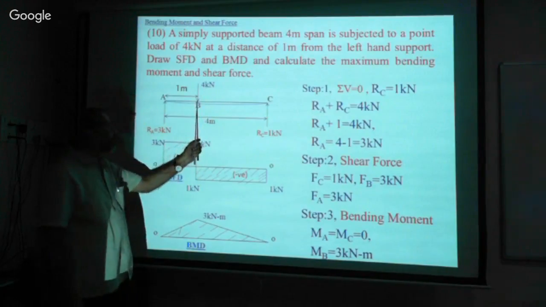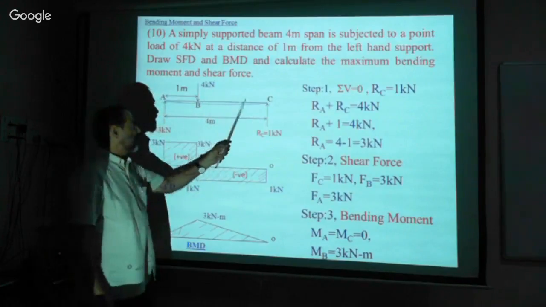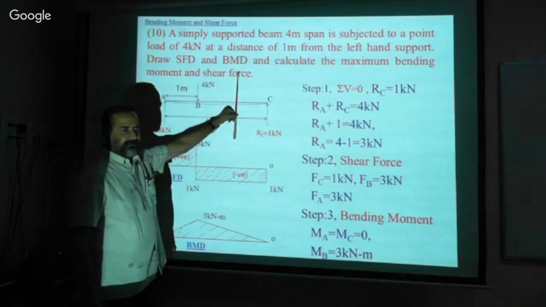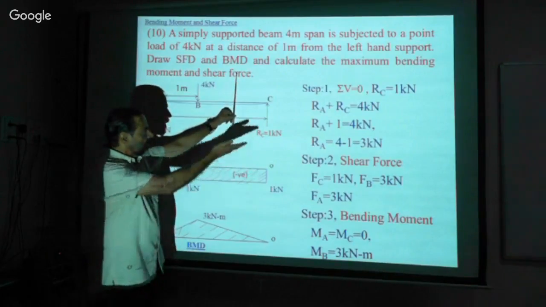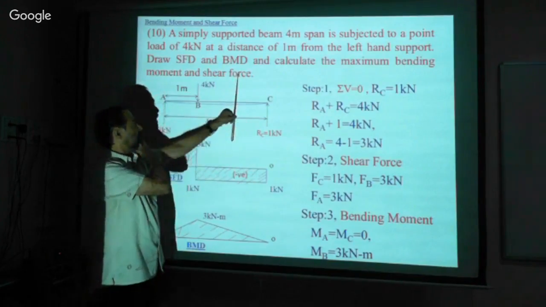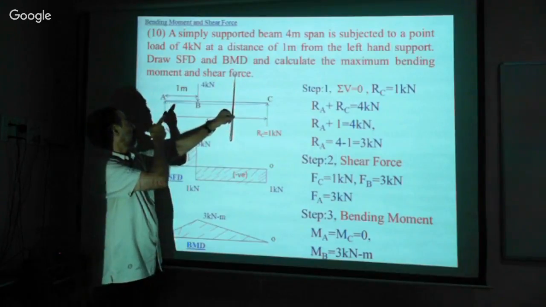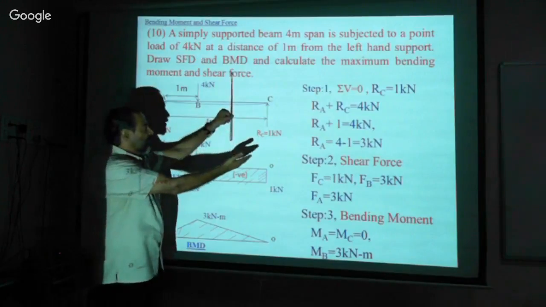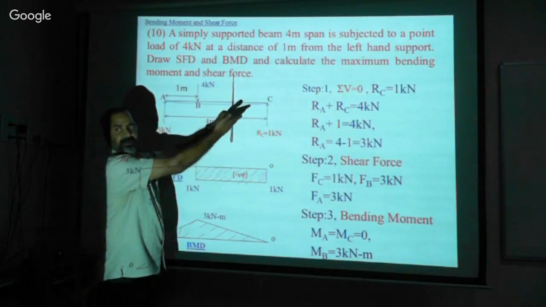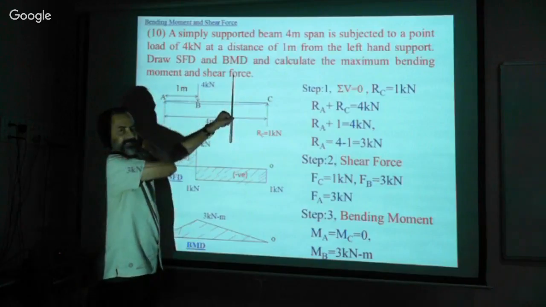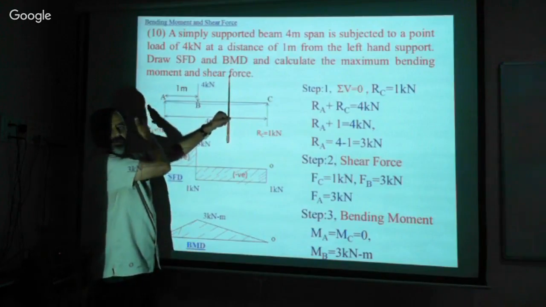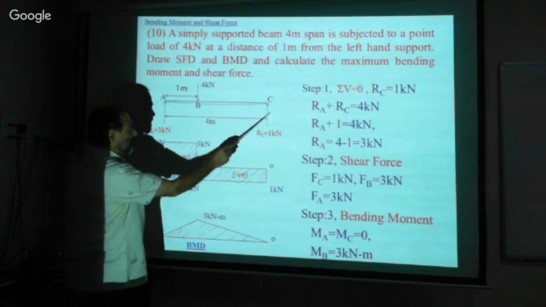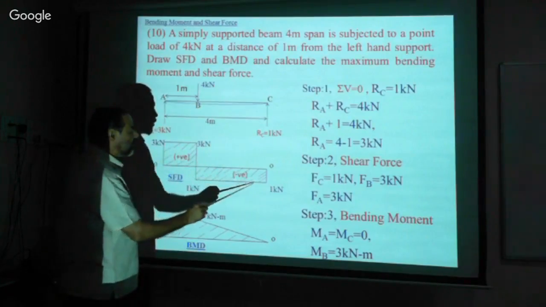And if you calculate the shear force from the end, from B to C, we will take this as the section. On the right side, 1 kilonewton is acting upward. If you consider the left side, 4 kilonewton minus 3 kilonewton, 1 kilonewton is downward. Therefore, all along from B to C, wherever you calculate, we will get 1 kilonewton.